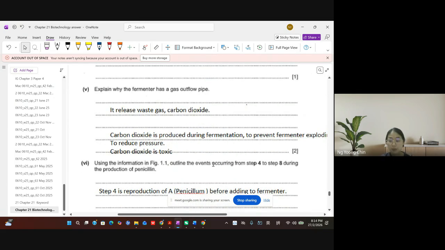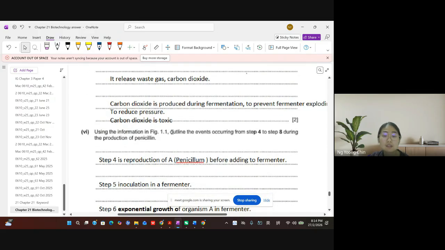So they need to allow the gas to flow to the outside. It's because they want to prevent too much air being stored inside. Yeah, because the function of the gas outflow pipe is to help release the waste and carbon dioxide, any kind of gas. Yeah, so they help to reduce the pressure.